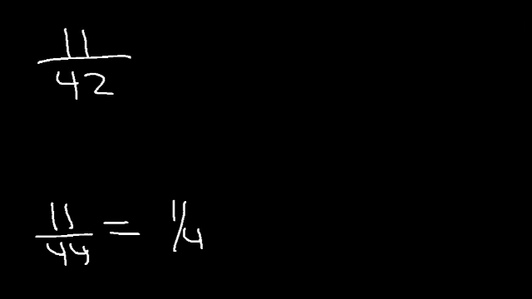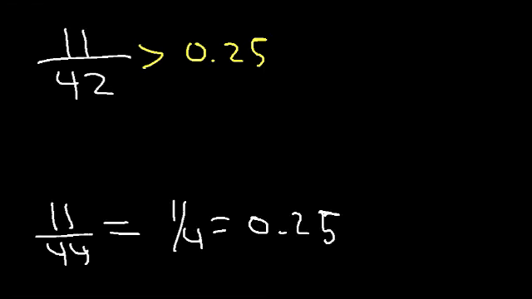So 11 over 42, how can we reduce it? Now we know that 11 over 44 is about 1/4, which is 0.25. Because 42 is less than 44, and a smaller denominator means the value of the fraction is going to be larger, this should be a little bit more than 0.25. So it's probably going to be between 0.25 and 0.3.